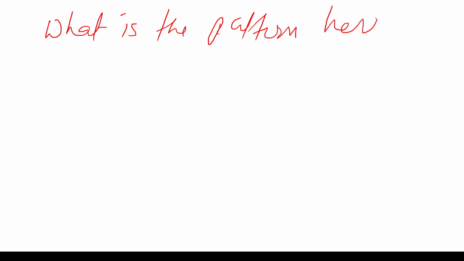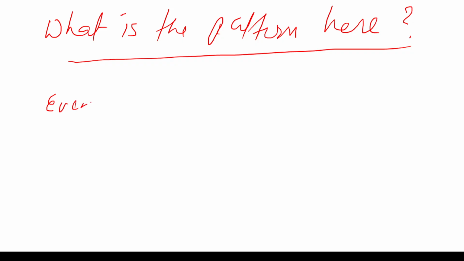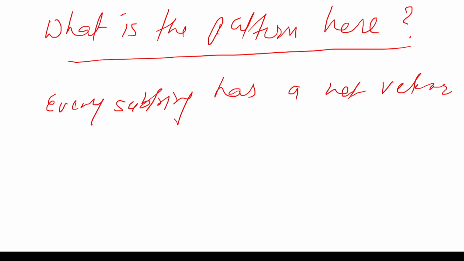What is the pattern here? What is the pattern here? What is the pattern here? So instead of simulating every possible path, you have to notice that every substring has a net vector that is called dx and dy.